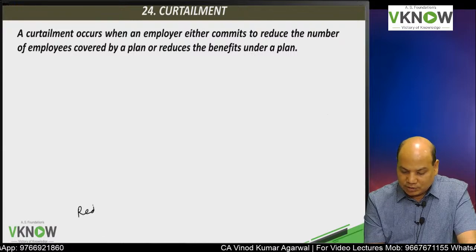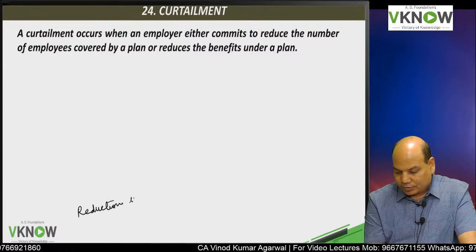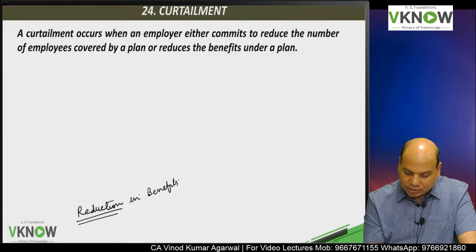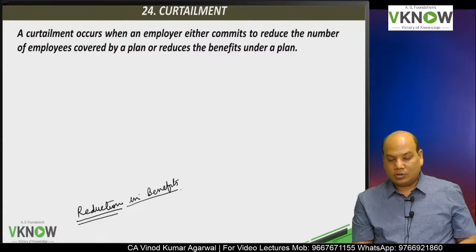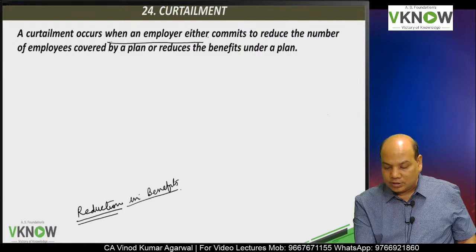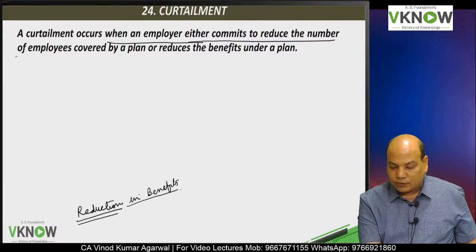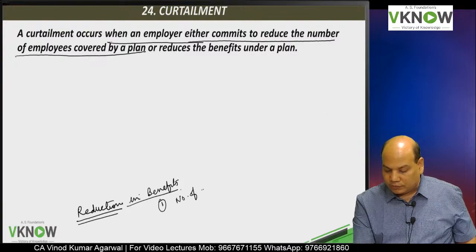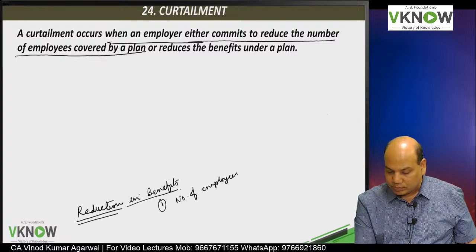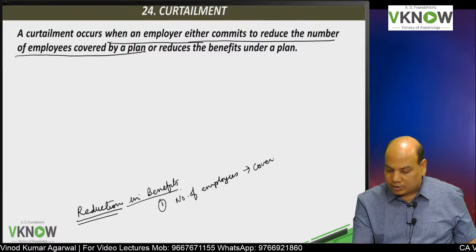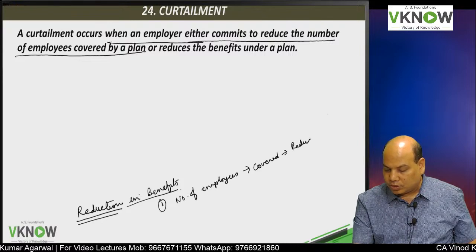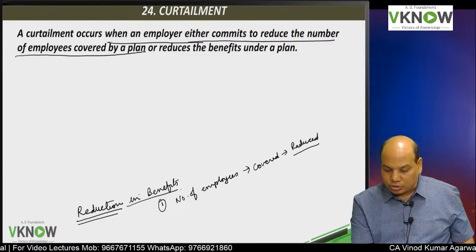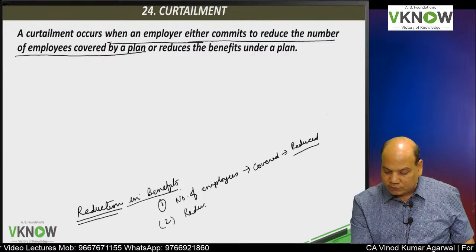And we have curtailment now. Curtailment means reduction in benefit. Curtailment word itself means reduction. In this standard, curtailment means reduction in benefit. So curtailment occurs when the entity either commits to reduce the number of employees covered by the plan. One is the number of employees who are covered by the plan, they are reduced. They will say out of 150 now only 100 are eligible for some reason. Or second, they may reduce the benefit.